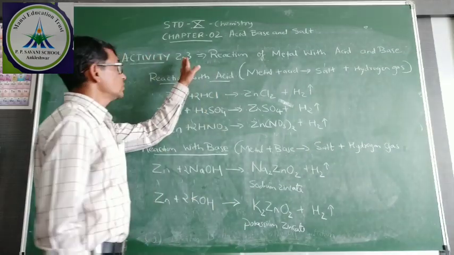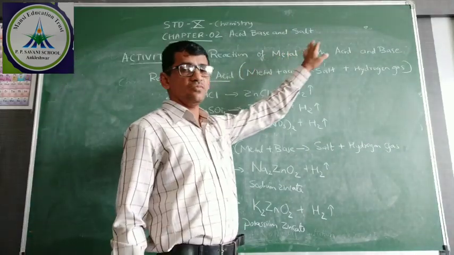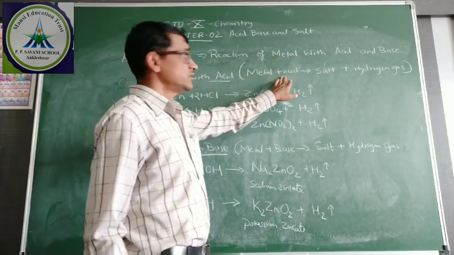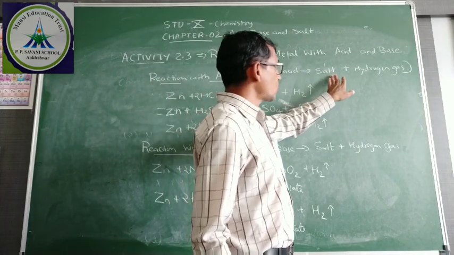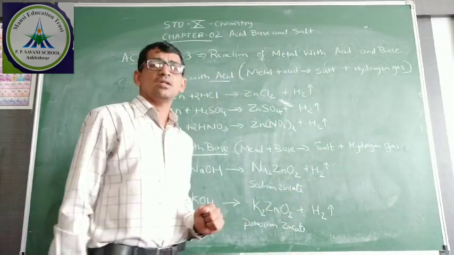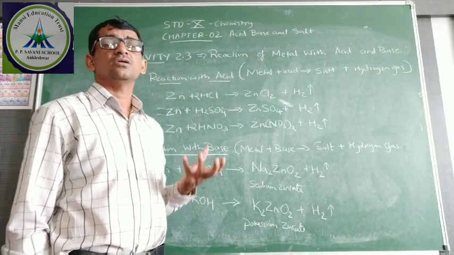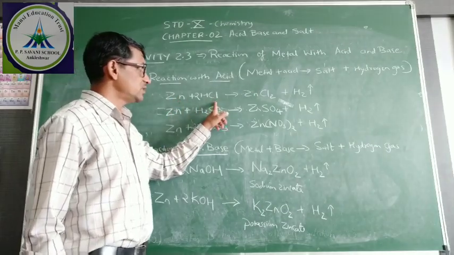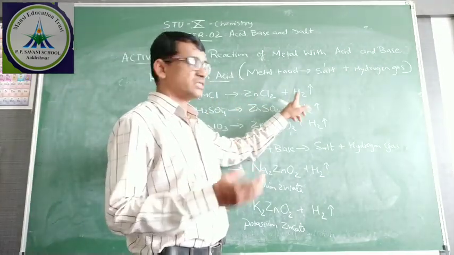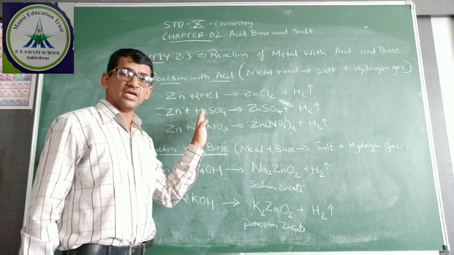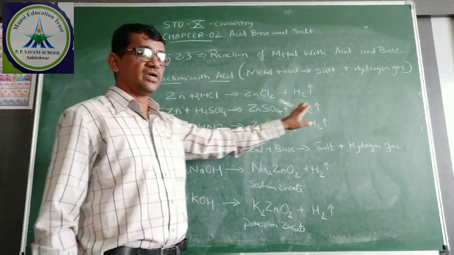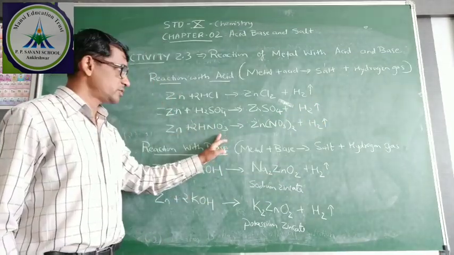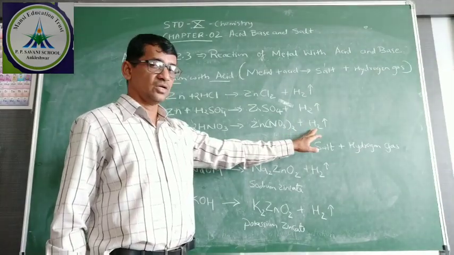So, activity 2.3, reaction of metal with acid and base. First, reaction of metal with acid. In short, it gives salt and hydrogen gas. When metal reacts with acid, it gives salt and hydrogen gas. Zinc metal, if it is added to HCl, gives zinc chloride plus hydrogen gas. Similarly, it reacts with H2SO4 to give zinc sulfate and hydrogen gas. Zinc reacts with nitric acid, HNO3, to give zinc nitrate plus hydrogen gas.